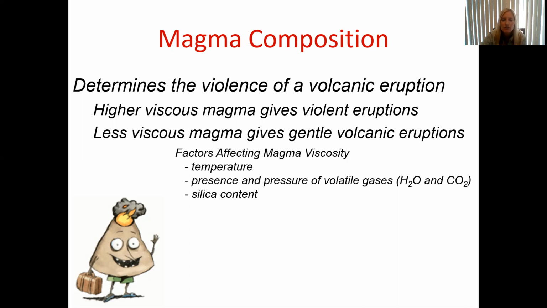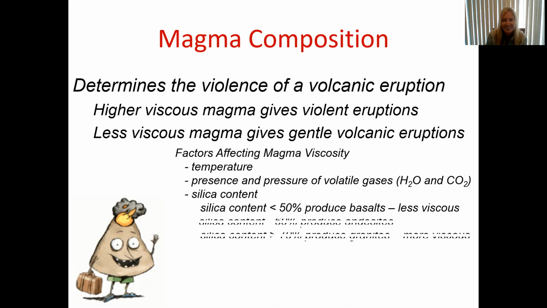And lastly, we're also concerned with the silica content. So we learned back when we learned about our minerals, about silicates. And so the more silicates we have, the more violent it will be. So less than 50% silica would give us basalt. So we learned about our basalts, our igneous rocks as well. And we know that less silica content will mean that it's less viscous and less violent.